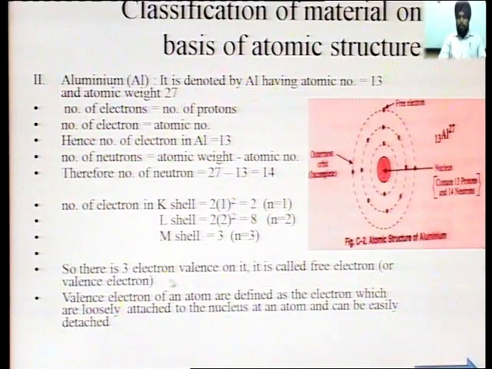So there are 3 valence electrons on it, called free electrons. Valence electrons of an atom are defined as the electrons which are loosely attached to the nucleus of an atom and can be easily detached.